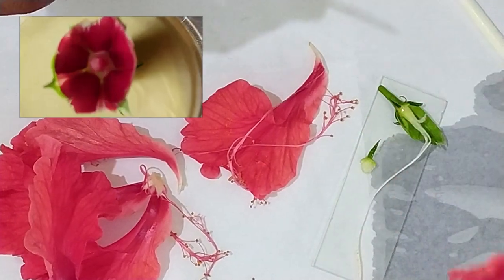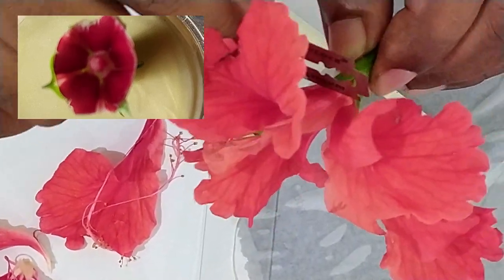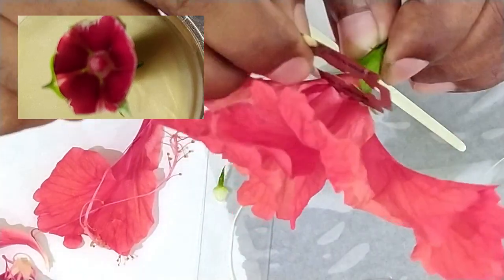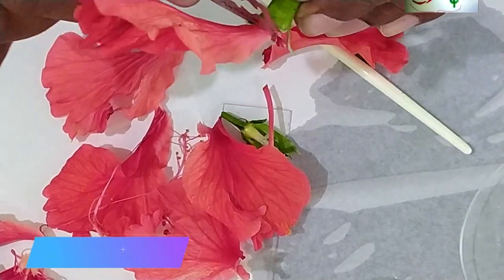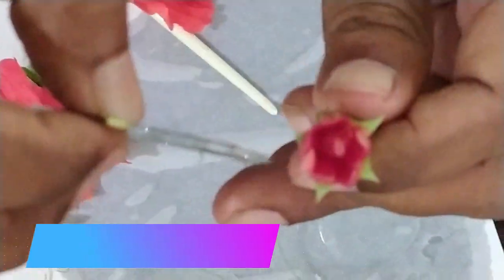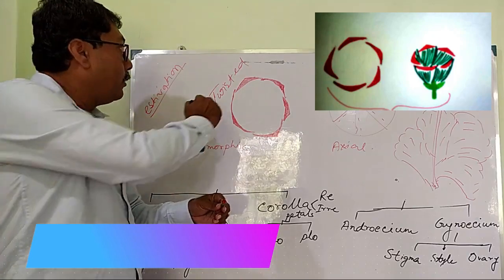Now I will show you the aestivation. First I am cutting it, then I will go to the board and I will show it later. Look. Look at this one. Here I cut this part.